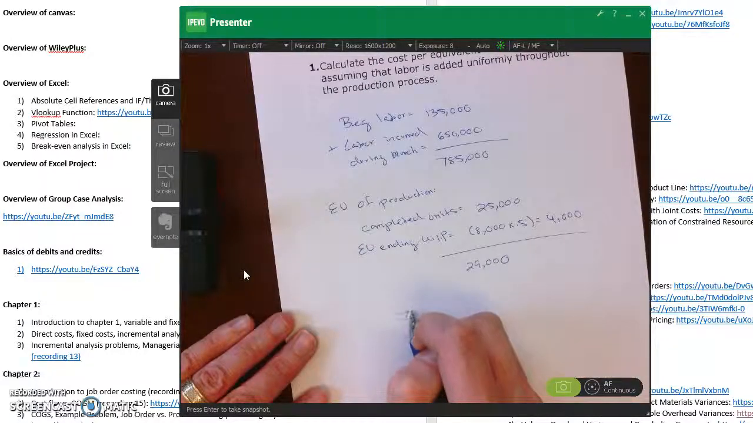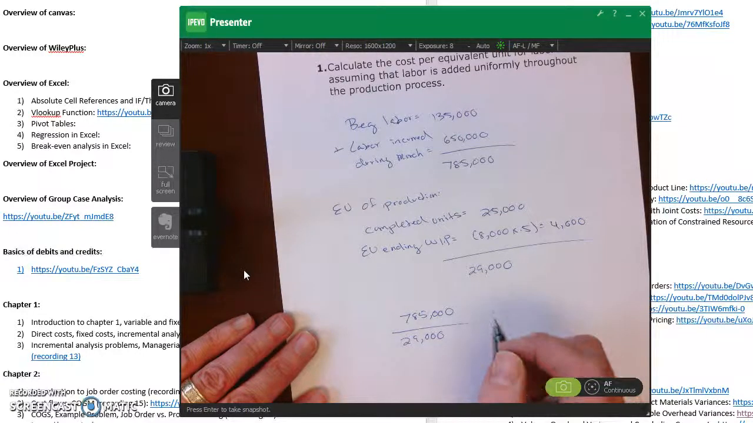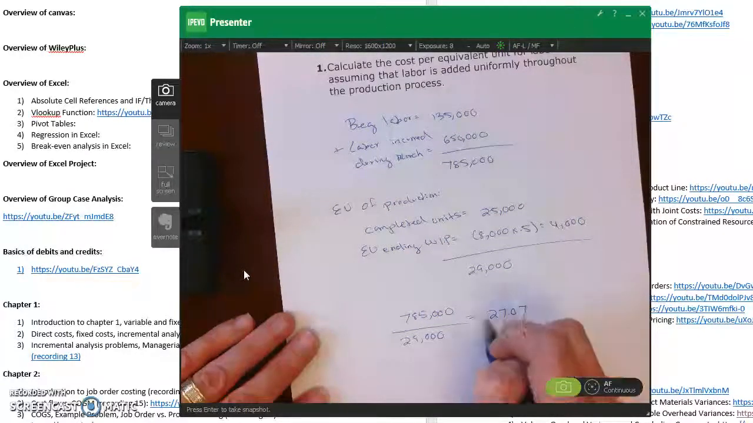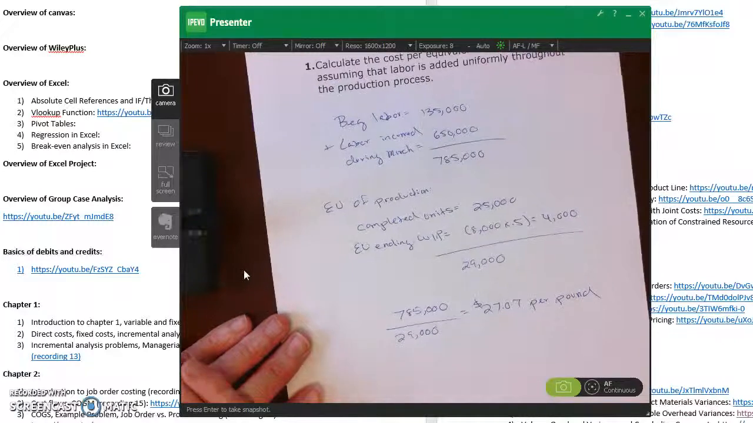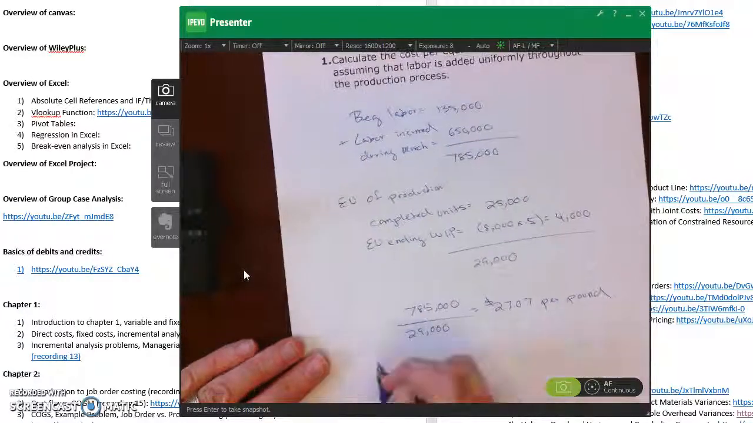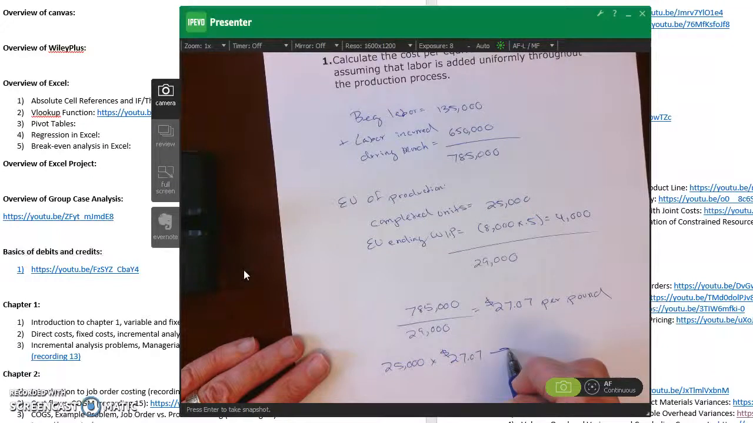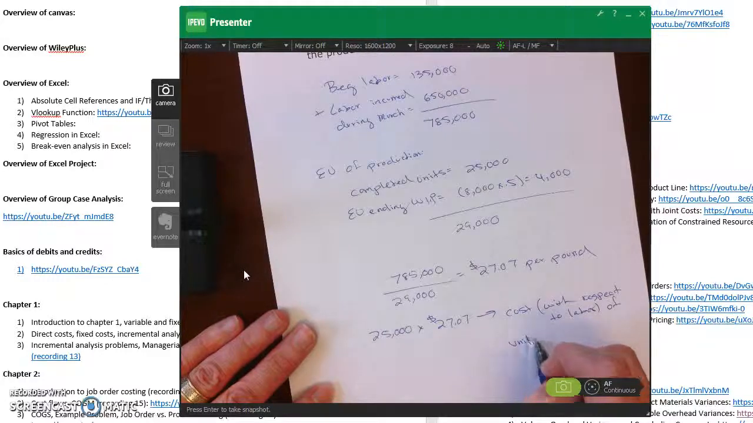Okay? So then we take our 785 divided by our 29,000, which gives us $27.07 per pound. So if we wanted to know the labor cost of the 25,000 pounds of rubber, what I would do is just go 25,000 pounds of rubber times 27.07, and that would give me the cost with respect to labor of units completed.